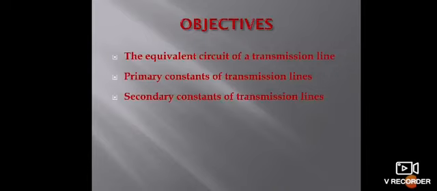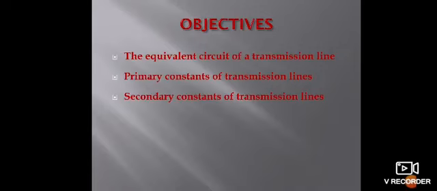In this session, the main objectives are the equivalent circuit of a transmission line, the primary constants of a transmission line, and the secondary constants of a transmission line. So what are called the primary and secondary constants of a transmission line?